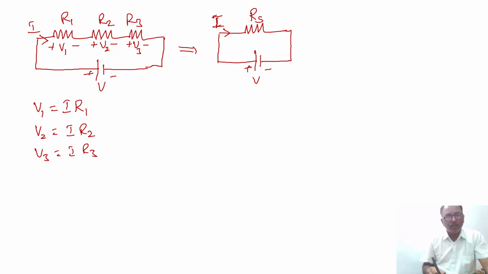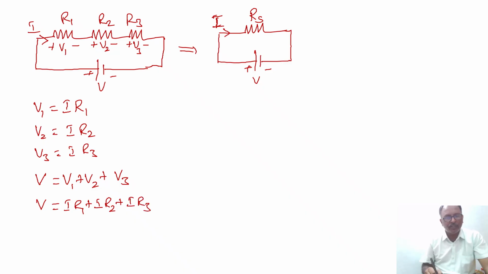Now from Kirchhoff's voltage law, the total voltage applied is V, which is equal to the sum of voltage drops V1 plus V2 plus V3. So V equals IR1 plus IR2 plus IR3. By taking I as common, we get I times (R1 plus R2 plus R3). This is the expression for V. Let it be equation 1.